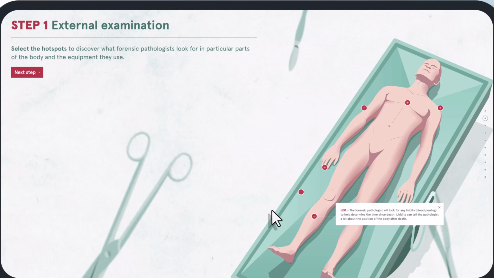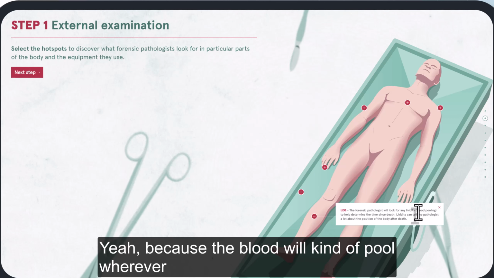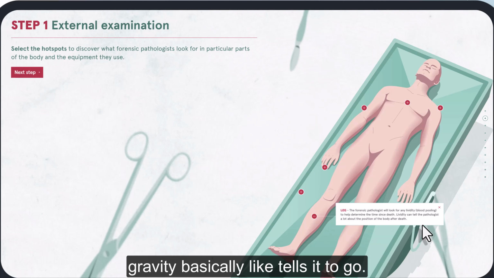Leg. The forensic pathologist will look for any lividity, blood pooling, to determine the time since death. Lividity can tell the pathologist a lot about the position of the body after death. Yeah, because the blood will kind of pool wherever gravity basically tells it to go.